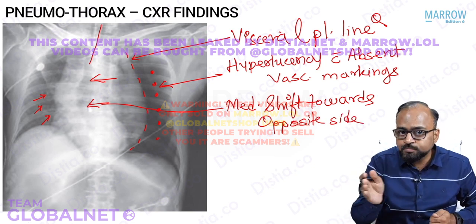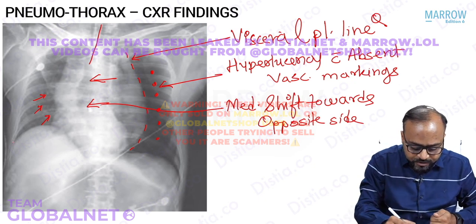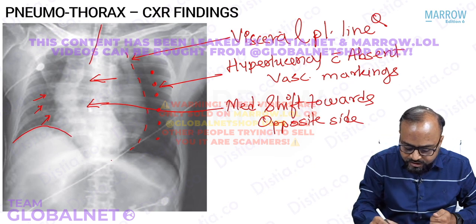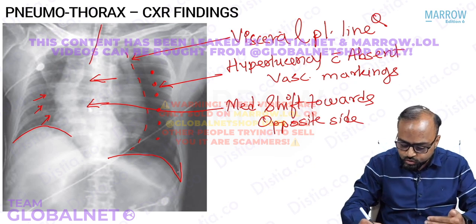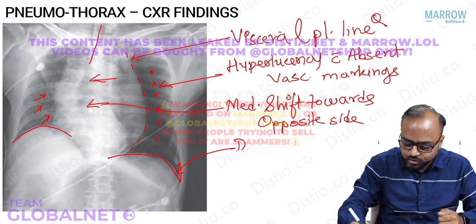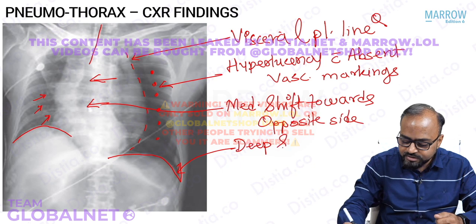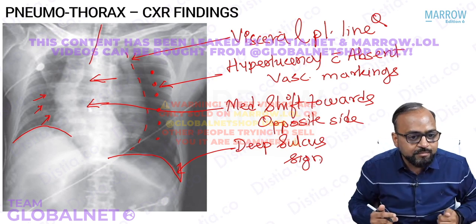Next, if it is going to push the mediastinum, it will also push the diaphragm. Look at the diaphragm levels there. This is the left-sided diaphragm. Can you see that the left-sided diaphragm is slightly pushed down, and this costophrenic angle sulcus is appearing slightly deep? This is given a name. This sign is called the deep sulcus sign. This is nothing but the air creating mass effect on the diaphragm.